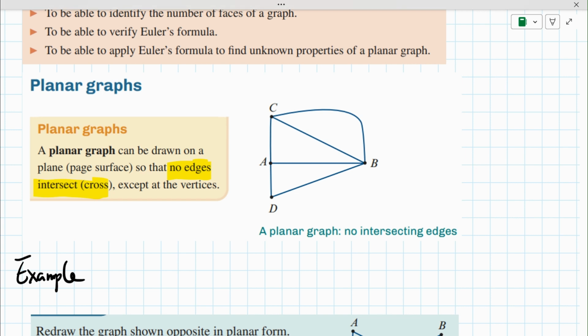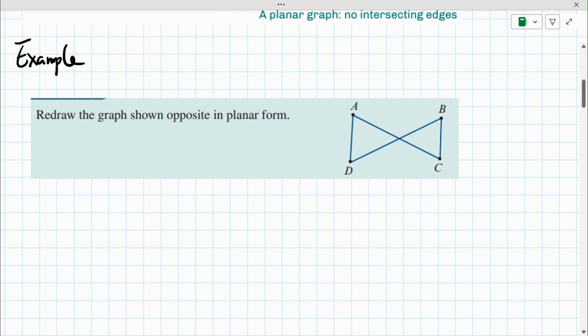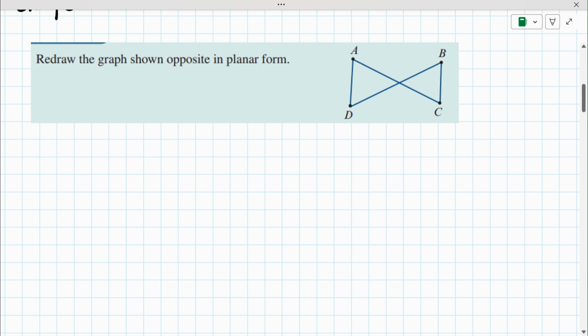Let's do a quick example. We're going to redraw this into planar form. First, we have A connect to B, and A connect to D, but not B, so we have to draw A to D. And A connect to C would cross, but we can connect it to D, so we can say A connects to C.